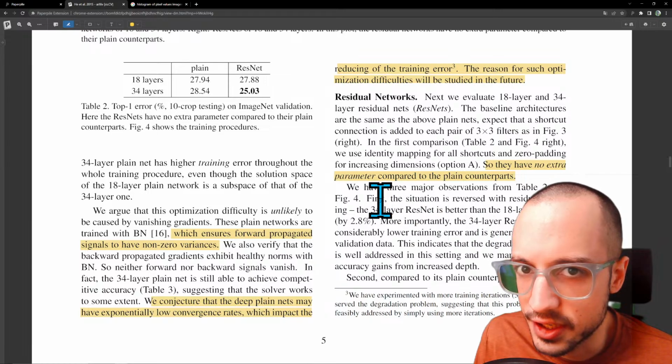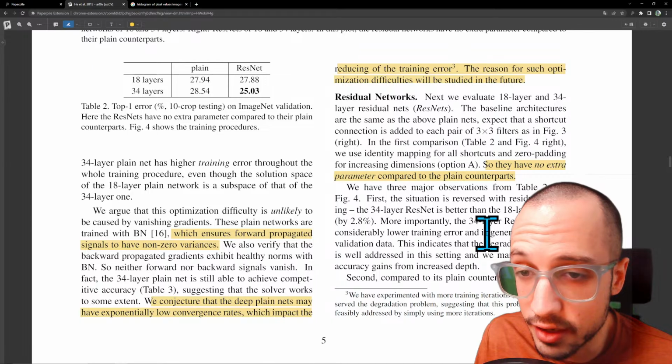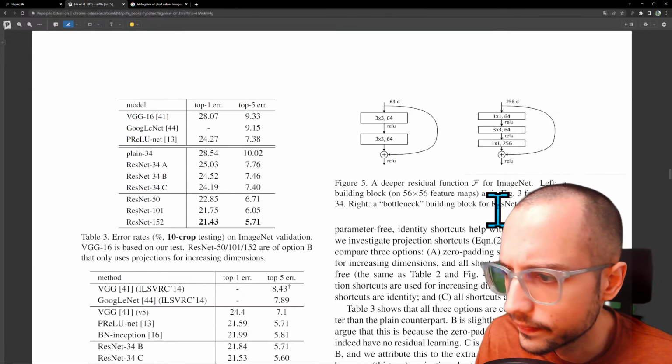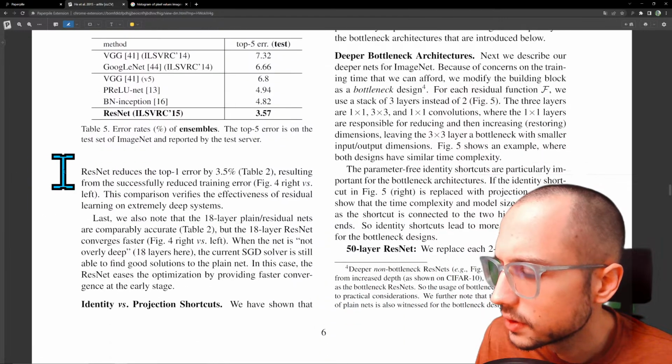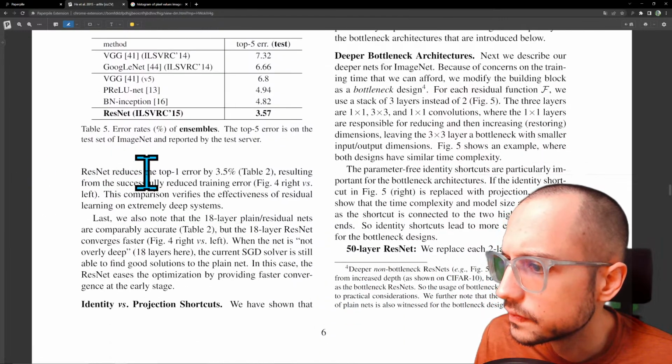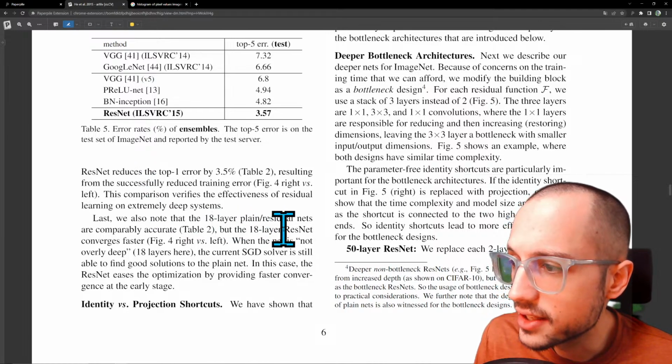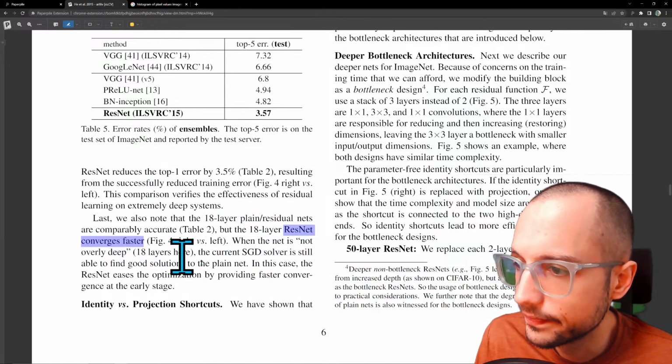Three major observations. Considerably lower training error for the resnets than the non-resnets. The resnets converge faster.